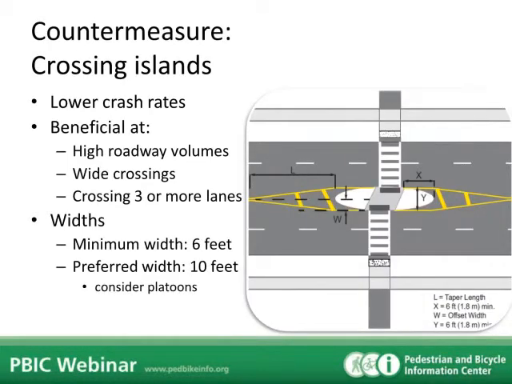Another countermeasure that works very, very well is a crossing island. You want to use these at high volume locations where there's 3 or more lanes. Obviously, you have to have some space in the middle to put the crossing islands. Minimum width is 6 feet, but if you can get up to 10, it's preferred, especially if you have a lot of cyclists and it's a trail. You may need a little more space there for storage. Having a little extra width means you can get more than one bicycle there, and you may be passing other bicyclists coming the other way. So more space is typically good.